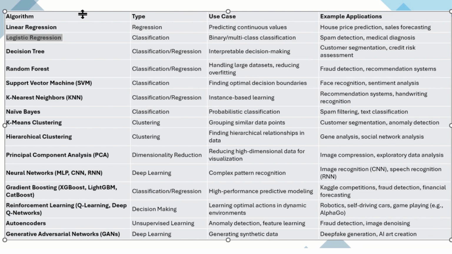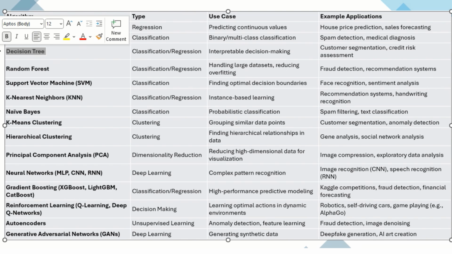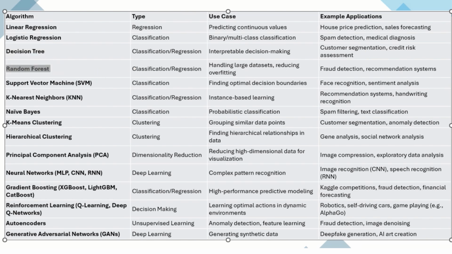Just to review the other algorithms. Let's see what the decision tree does. If you choose a decision tree, it's mainly for a combination of both classification and regression, for data sets such as customer segmentation and credit risk assessment. This data set is not like that, so I'm not going to use it. Random forest is also a combination of classification and regression, and it usually handles large data sets. It helps reduce overfitting. Examples are fraud detection and recommendation systems.